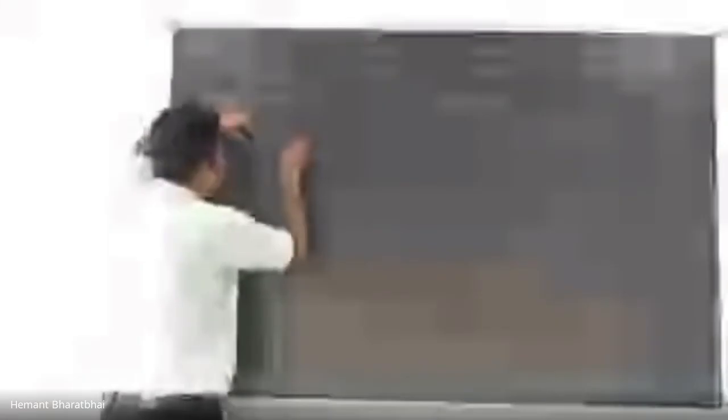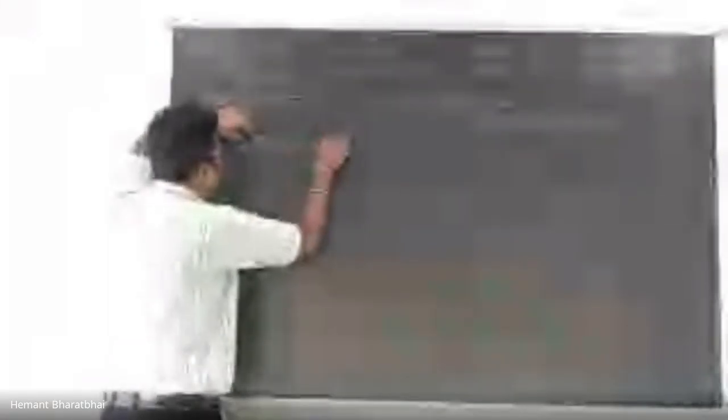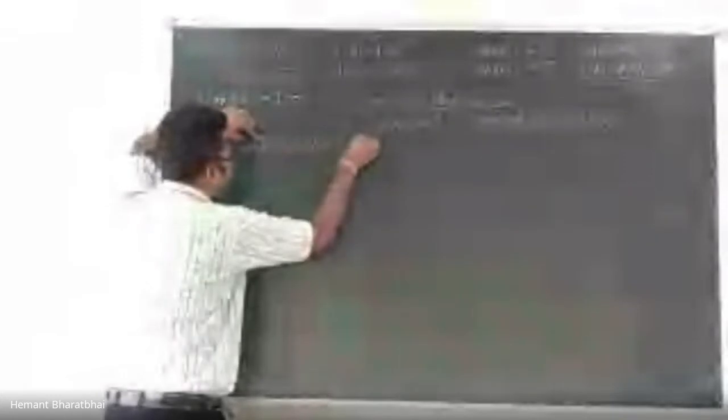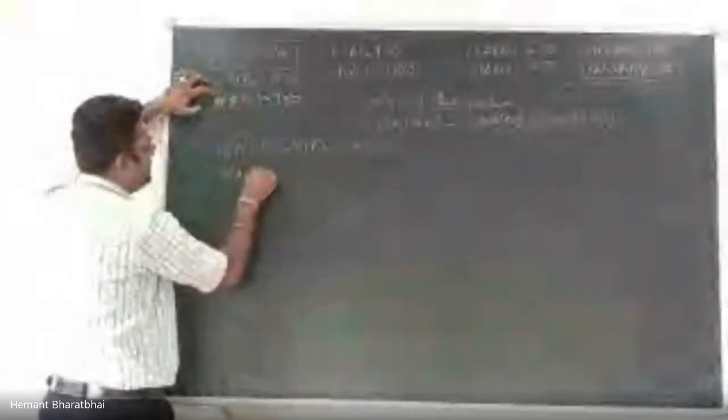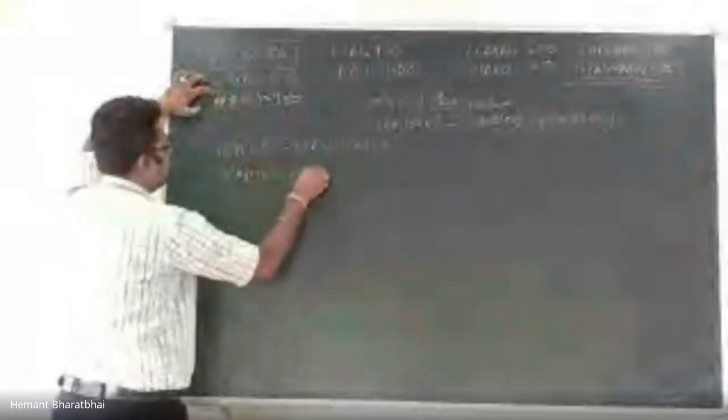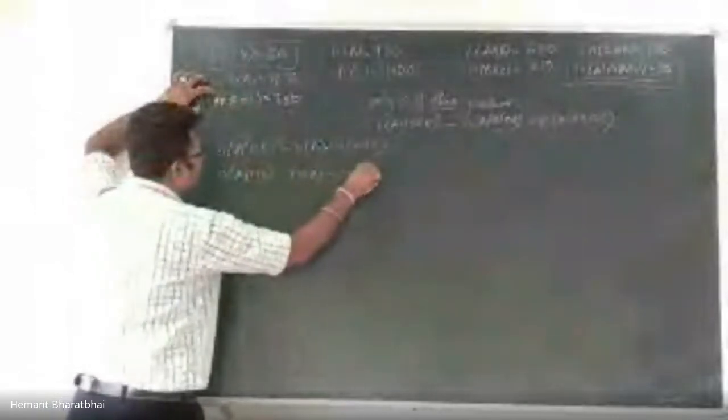So how do we find out this? If you remember, we had a formula. Number of elements in A complement intersection B can be written as n of B minus n of A intersection B. Similarly, number of elements in A intersection B complement can be written as n of A minus n of A intersection B.